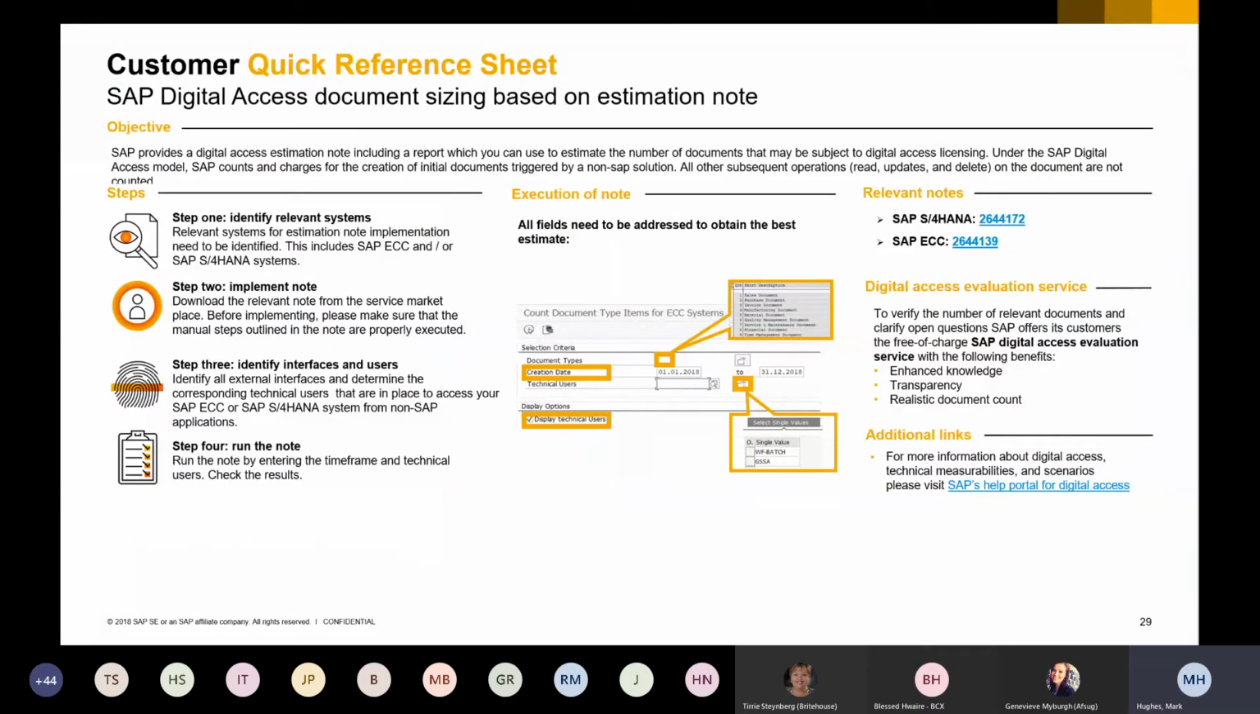Back to the reference sheet on the right, those are the two notes, and when we distribute these slides, there'll be links to them, and the support and guidance that SAP offers is in a structured way. We call it the Digital Access Evaluation Service. There's a short form that we ask customers to fill in that you have to request from SAP. It's free of charge. And so obviously first come, first serve. We don't have a limitless supply of experts to help, but please do take us up on the offer.